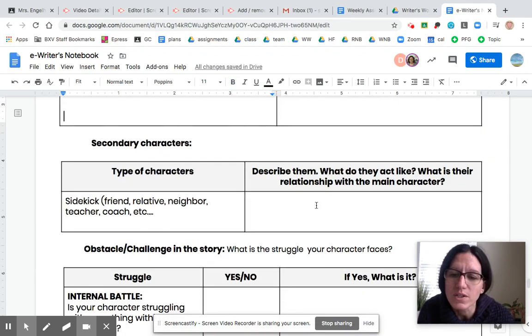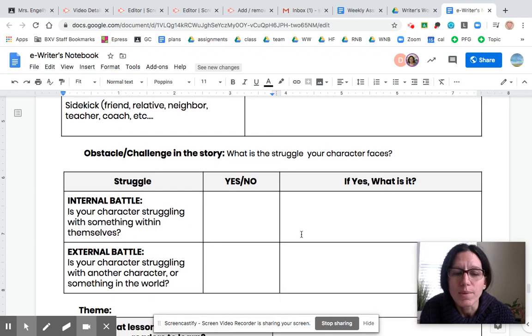A secondary character, like Jabari's dad. Who is your character? Is it a sidekick, a friend, a neighbor, a relative, a teacher? And describe them. What do they act like? What is their relationship with the main character?